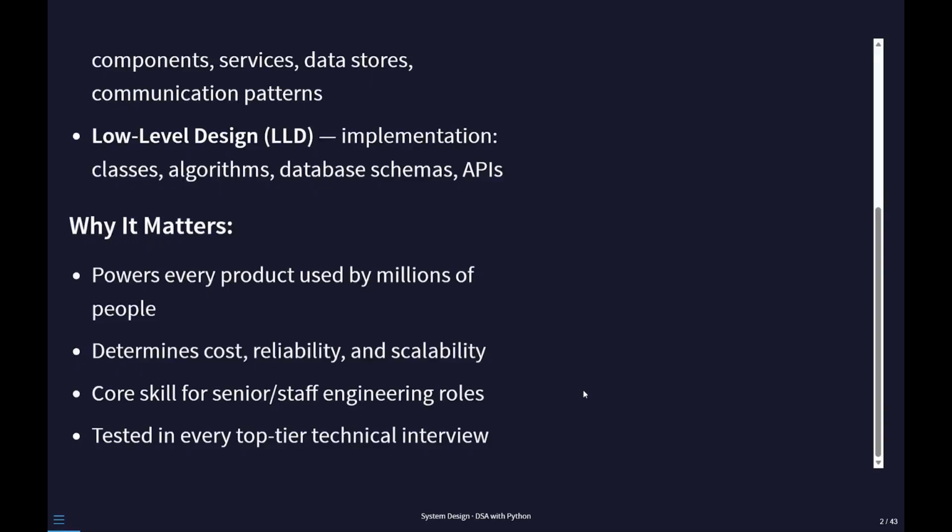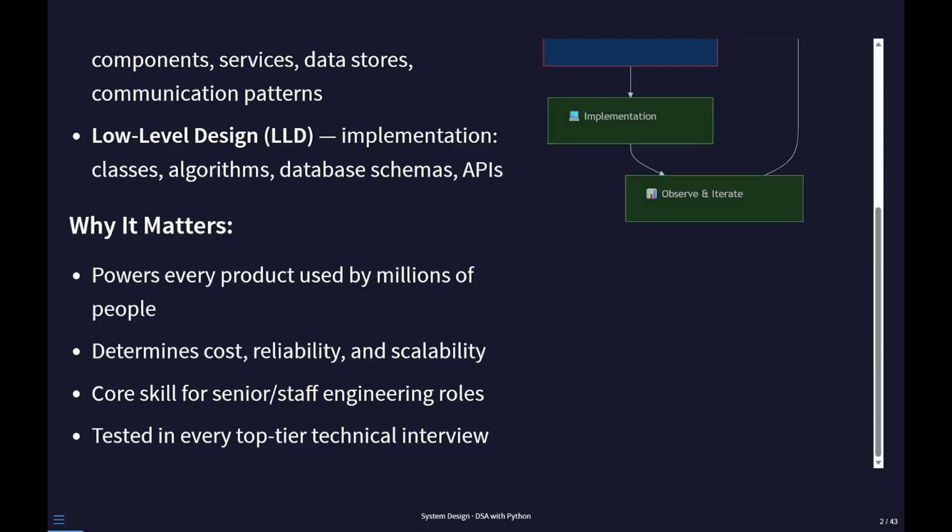And why does this matter? Because every product you use, Twitter, Netflix, Uber, WhatsApp, is built on carefully designed systems. The choices made at the architecture level determine whether a product can handle 1,000 users or 100 million. They determine how much it costs to run, how quickly it recovers from failures, and how easily engineers can add new features. System design is also the core skill tested in senior and staff-level engineering interviews at every top tech company.